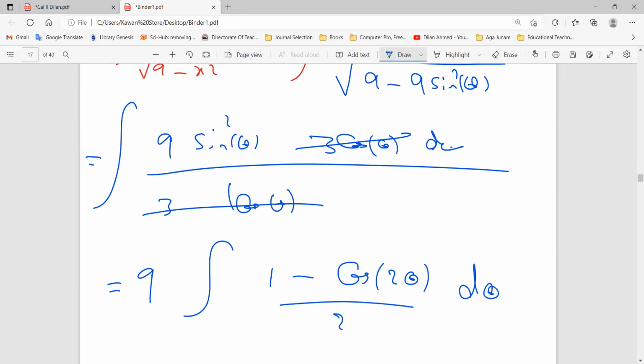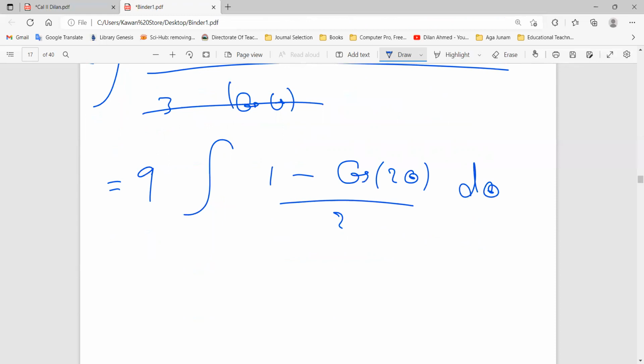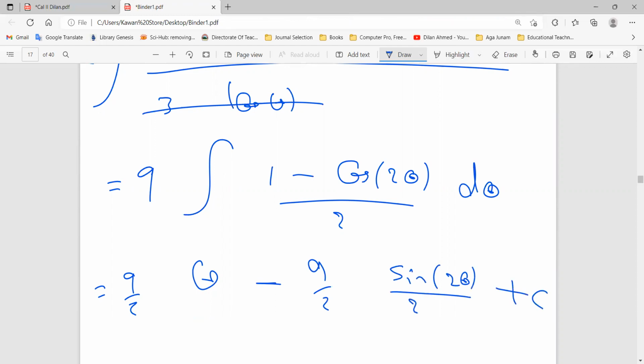Am I right? Why did I change to that one? I don't know. Go check in 8.1. Because we said many of those are also in 8.2. We use that one. So I'll get 9 over 2 theta minus 9 over 2 sine of 2 theta over 2 plus c. How? 1 over 2 integral, it will be theta, and I separate that one. Do you have any question?